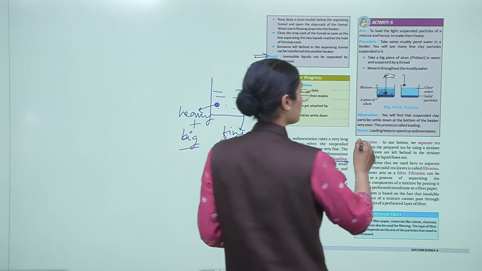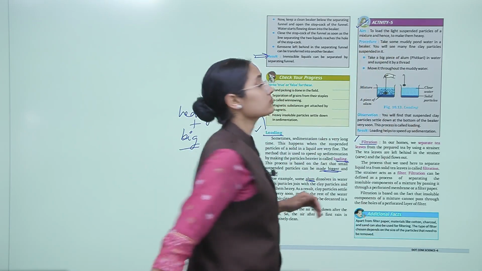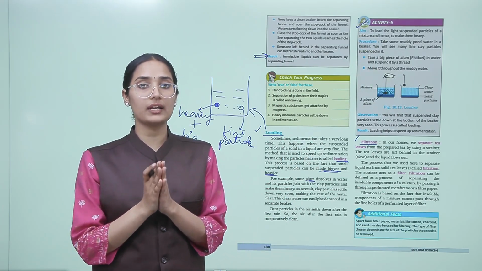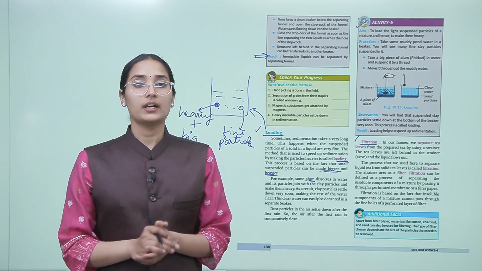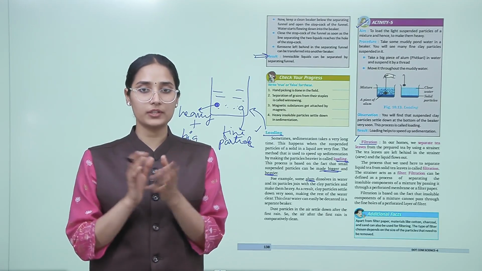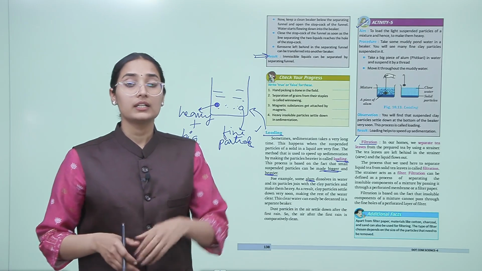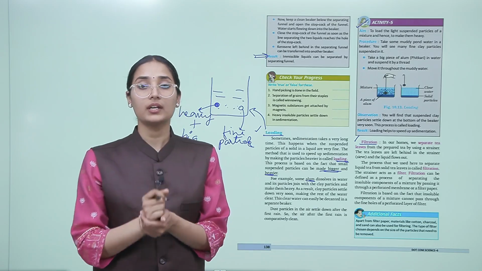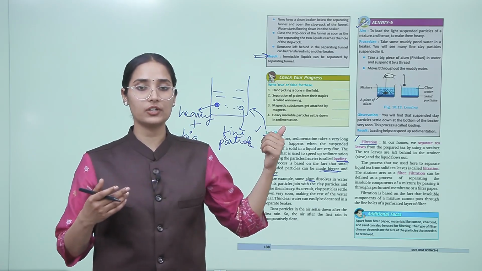Now there is another process which is filtration, but before this let's do one activity to understand this loading process. The aim is to load the light suspended particles of a mixture and hence make them heavy. Take some muddy pond water in a beaker and you will see many fine clay particles suspended in it. If you take muddy pond water, where you see standing water, you will find the sand of that kind of water has very small fine particles. Now this kind of pond water is a very good fit for this kind of experiment.